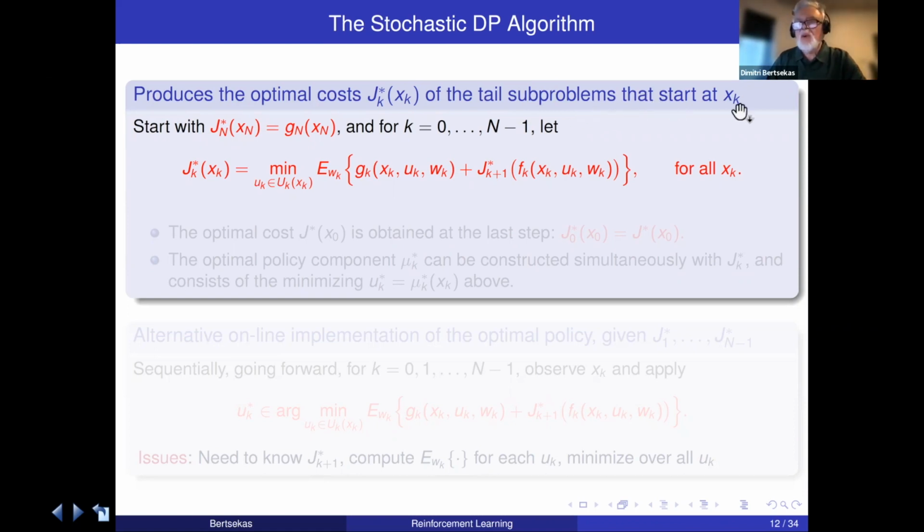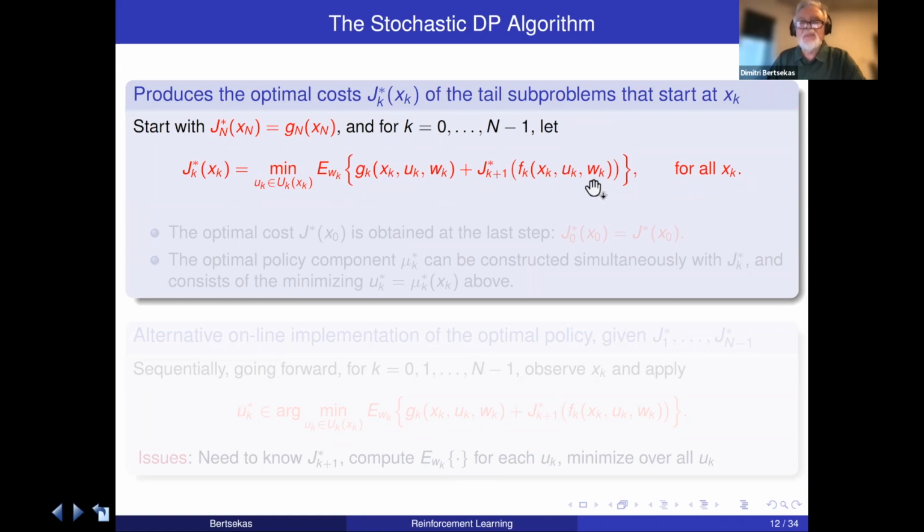The way you derive the algorithm is by some kind of a principle of optimality type of argument. Not quite the same, but it's inspired. The mathematical argument is inspired by the principle of optimality, and it's given in your notes. We're not going to go through the mathematical argument here, but the algorithm itself is very intuitive. It starts with the terminal tail subproblem and then goes backward.